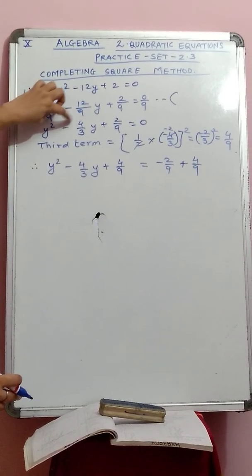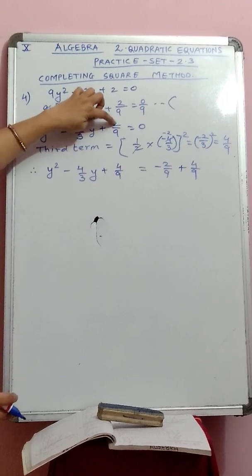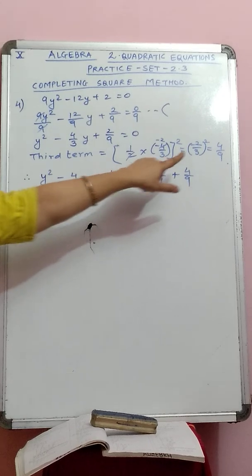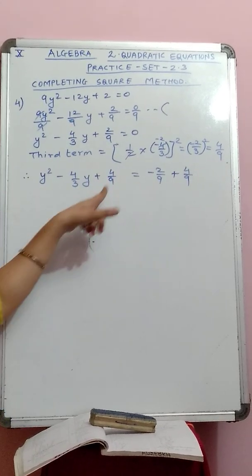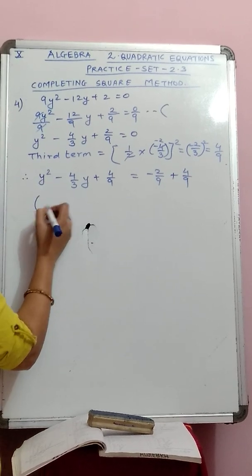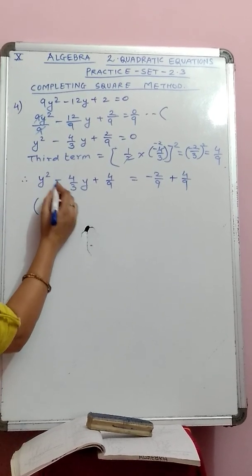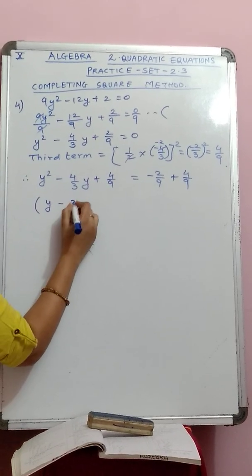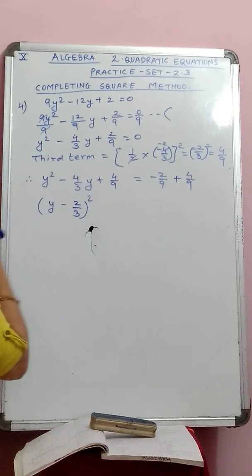So y square minus 4 upon 3y, then plus 2 upon 9 will go to that side, it will become minus 2 upon 9, and the third term, that was 4 upon 9, I have added to both the sides. Okay. Now taking the whole square, how? The square root of the first term, then sign of the middle term, and the square root of the third term, that is 2 upon 3. This is whole square. Okay.